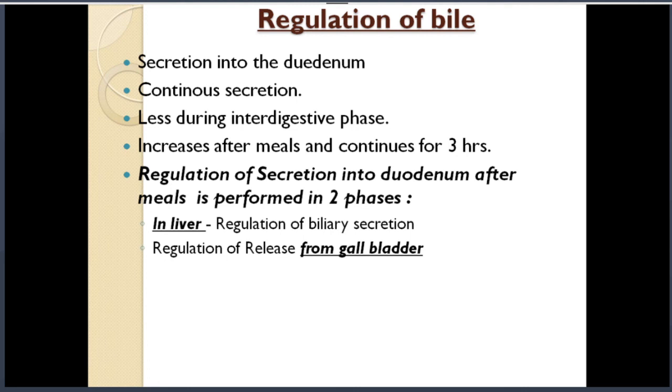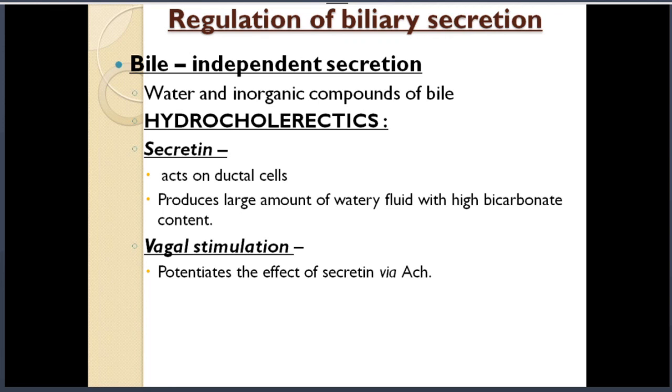Bile secretion is regulated in the liver and in the gallbladder. In the liver, the biliary secretion is regulated. That means secretion of bile from hepatocytes is regulated. And in the gallbladder, there are no cells required for secretion, but the filling and emptying of the gallbladder itself is regulated. So first, in the liver, the regulation of biliary secretion.